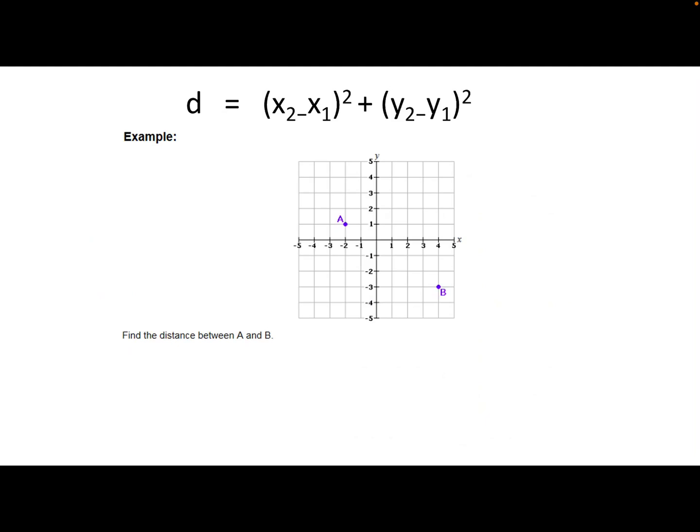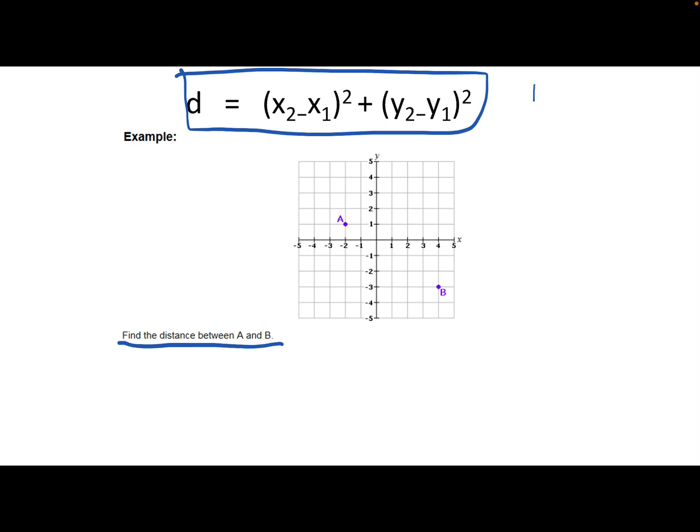All right, they want us to find the distance right here between A and B, and we're going to use this formula up here. We need our coordinate points of A first. Let's take a look at A. It looks like we went over to negative 2, that's your X, and then up to 1, that's your Y. So I'm going to label this X1, Y1. B went over to 4 and then down to negative 3. I'm going to label those as X2, Y2.